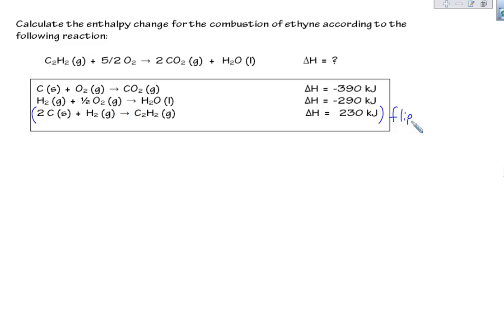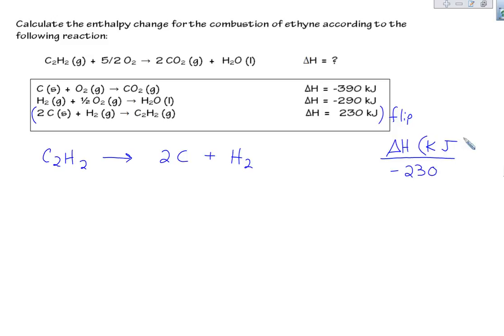So we're going to flip that third step so that we get the ethine, C2H2, producing 2 carbon and the hydrogen. And then we'll plot our delta H values in units of kilojoules. I'm going to take that last step and just flip it, so we'll say negative 230 kilojoules. Okay, I like that.